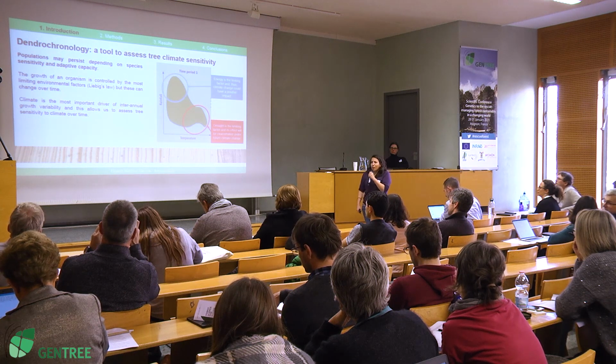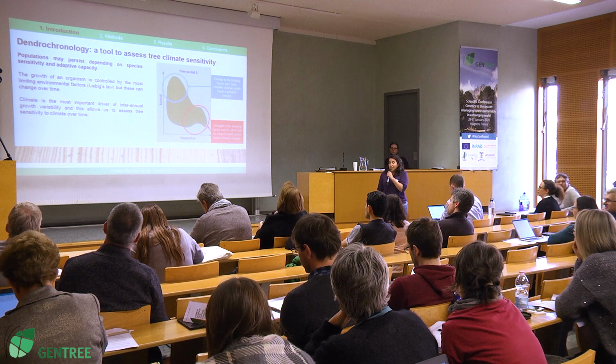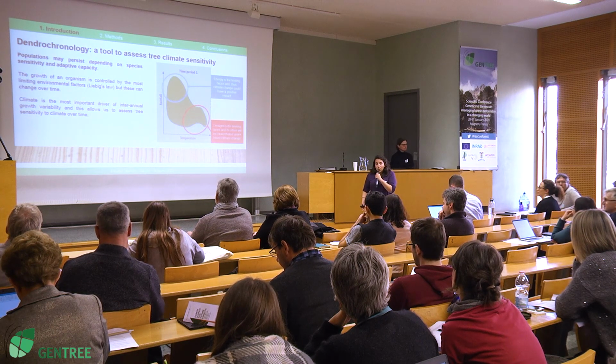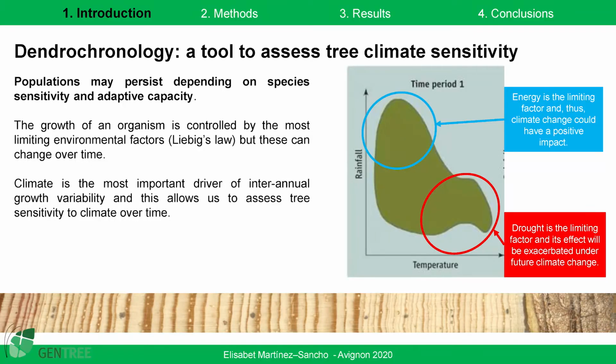For this reason, we believe that dendrochronology is a powerful tool to assess tree climate sensitivity, because the growth of any organism is controlled by the most limiting factors, and these factors can change over time. Since climate is the most important driver of the interannual variability of the tree ring series, we can track how these limiting factors are changing over time.